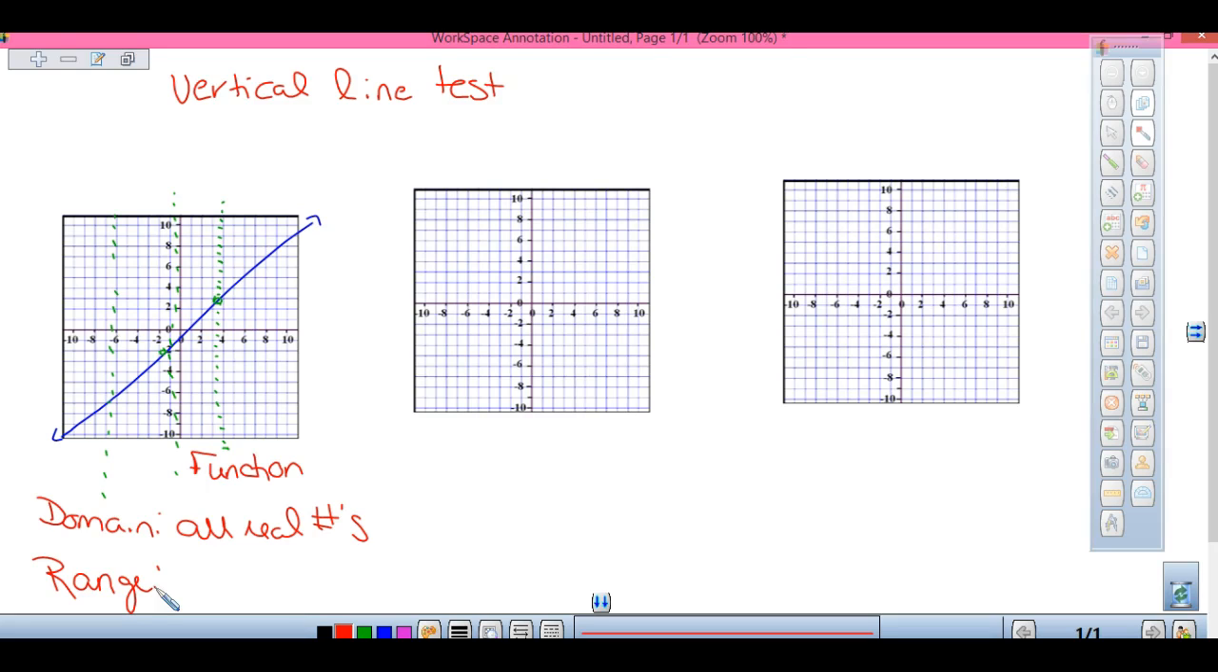My range is my what? My x's or my y's? My y's. If I look at it this way, is it going to stop anywhere, or is it going to keep going up and keep going down? It's going to keep on going, so my range would be all real numbers.